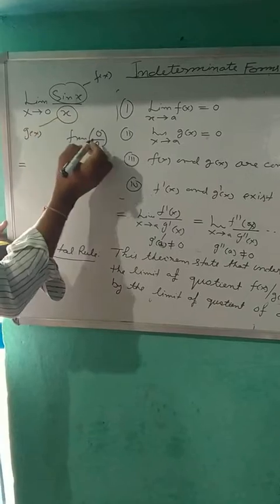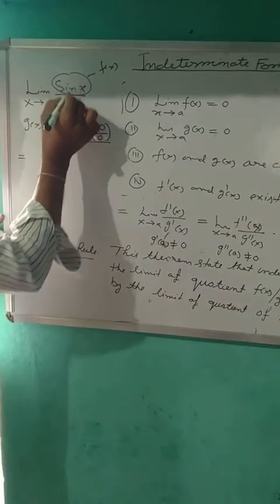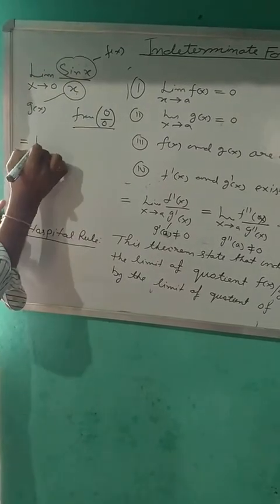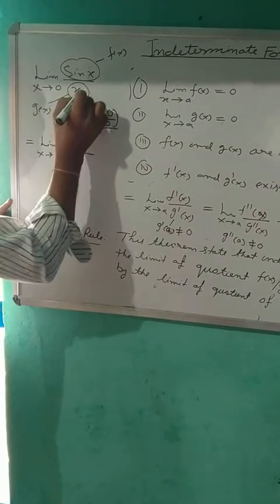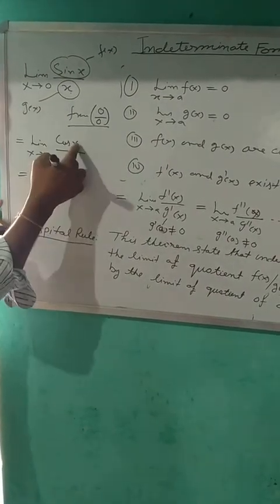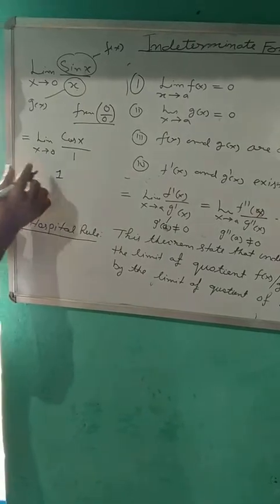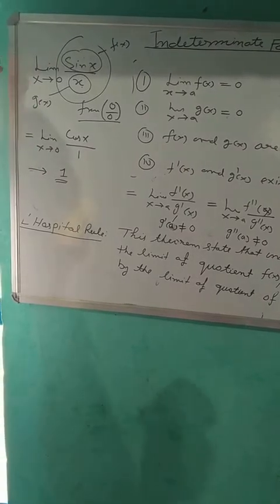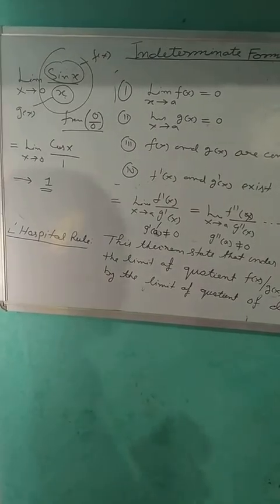L'Hopital's rule says that if we have the indeterminate form 0 upon 0, then we can differentiate the numerator and denominator separately and then find the limit. Then the limit as x tends to 0 of the differentiation of sin x, which is cos x, upon the differentiation of x, which is 1. When we apply 0 here, cos 0 equals 1, so the limit of this function is 1. This is a basic and very simple example of L'Hopital's rule. Let us take another example in our next lecture.